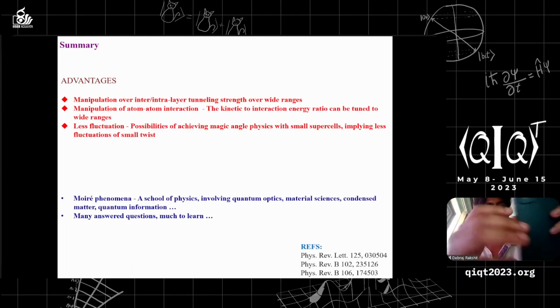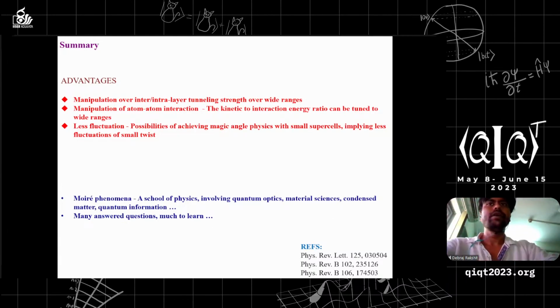So this is my concluding slide, and I will finish with this summary, which is not what I have talked about so far, but overall things. I'll just remind of the advantages of the ultracold simulator that we are proposing. One is that we can manipulate the intra and interlayer tunneling strength over wide ranges. So this can be controlled. Second is manipulation of atom-atom interaction. So this kinetic to interaction energy ratio that you believe will give you interesting physics can also be tuned over large ranges.